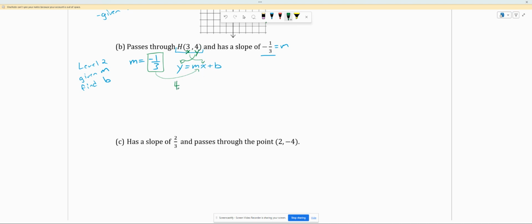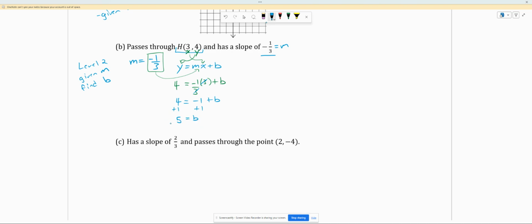Y is equal to 4. M is equal to -1 over 3. X is equal to 3. And we're still solving for b. Well, we can see a quick shortcut here is 3 divided by 3, cross cancel to get -1. So I'm left with 4 is equal to -1 plus b. And let's solve for b finally by adding 1 to both sides. So 5 is equal to b.